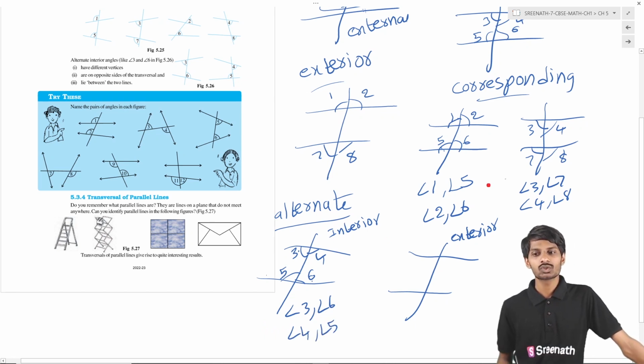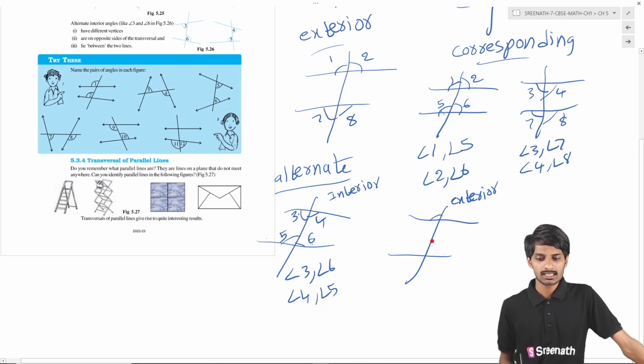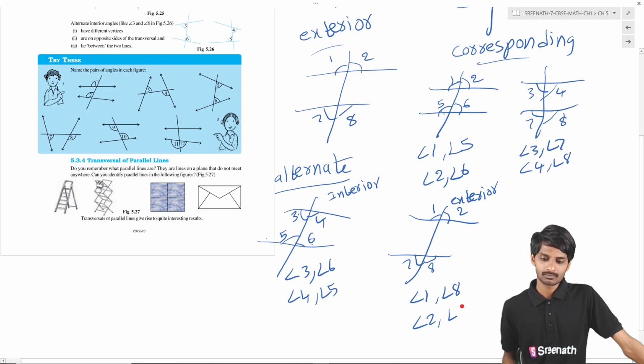Now coming to the exterior angles. Here there is an angle and there is an angle. These two are the alternate exterior angles, angle 1 and angle 8. So angle 1 comma angle 8 are alternate exterior angles, and here angle 2 and here angle 7. So angle 2 and angle 7 are alternate exterior angles, friends.